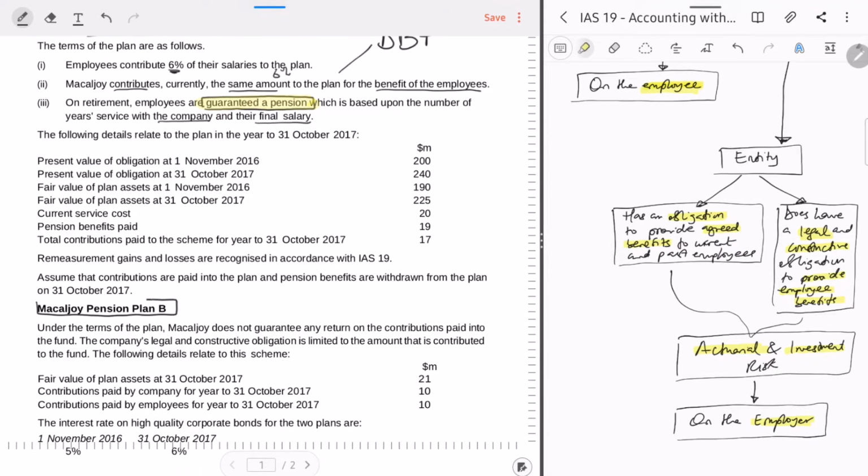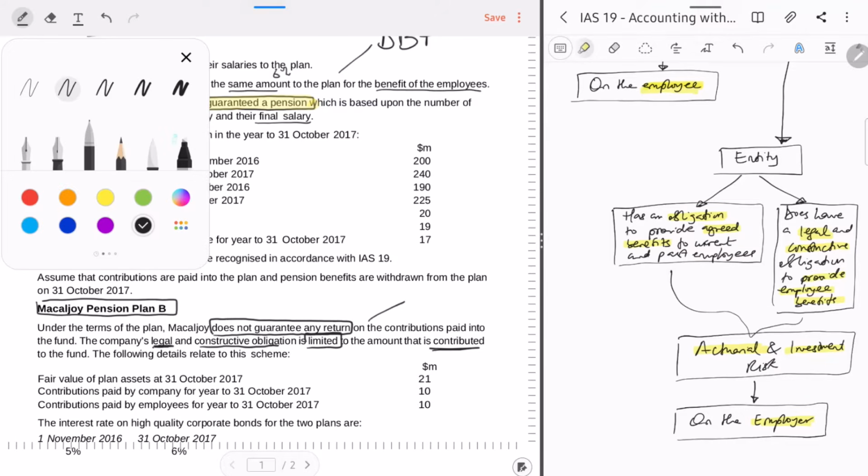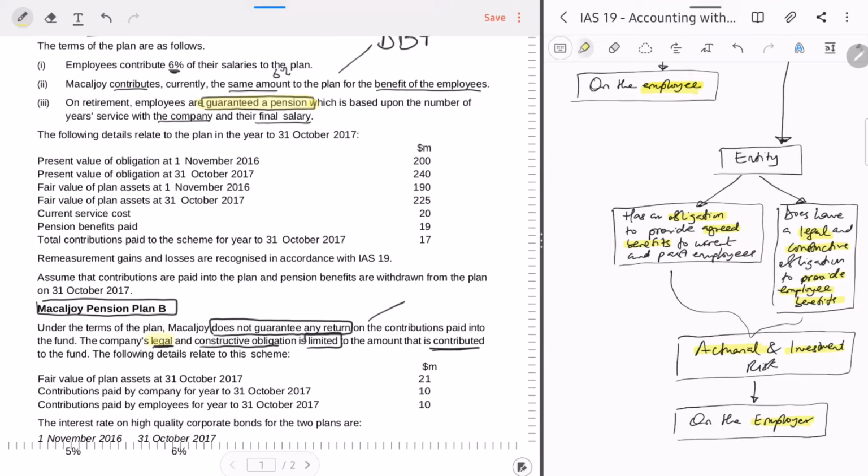So under Plan B, what happens? Under the terms of the plan, watch this carefully. Macau Joy does not guarantee any return on the contributions paid into the fund. And here again, they are giving you another clue. The company's legal and constructive obligation is limited to the amount that is contributed to the fund. So this is clearly what? Only the contribution is defined. There is no legal, there's no constructive obligation. As you can see clearly, there's also no guarantee on any return.